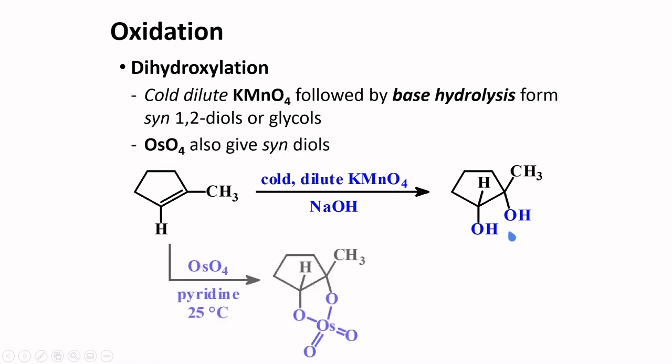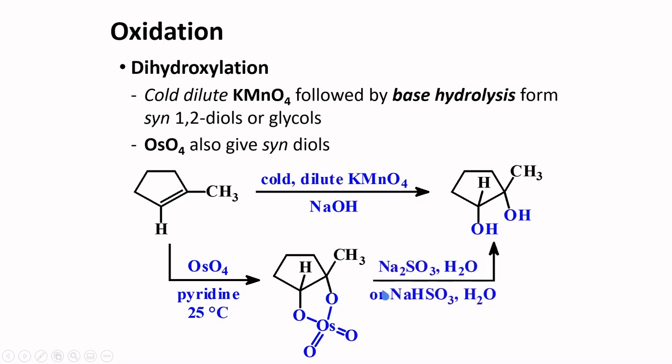Another reagent that can also give the same product is osmium tetroxide. Osmium tetroxide in pyridine can form this cyclic structure, which is similar to the cyclic structure formed by potassium permanganate. Hydrolysis with sodium sulfite or sodium bisulfite can generate this syn diol.